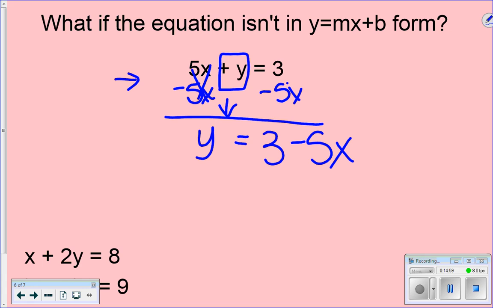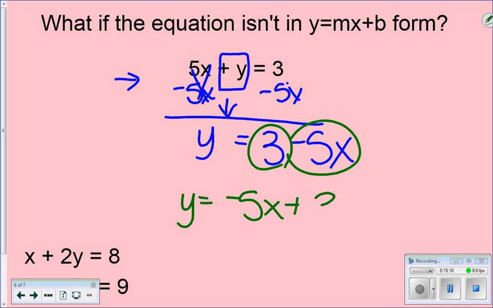Remember when we started talking about terms, we circled what was in front. Okay, so I'm going to do that again, and I'm going to circle everything that's in front, and guess what I can do? I can switch them then, but I have to take the sign that's with it. So then it would look like this. Negative 5x plus 3. Okay? And then could you graph that? Yeah, you know the slope and you know the y-intercept.